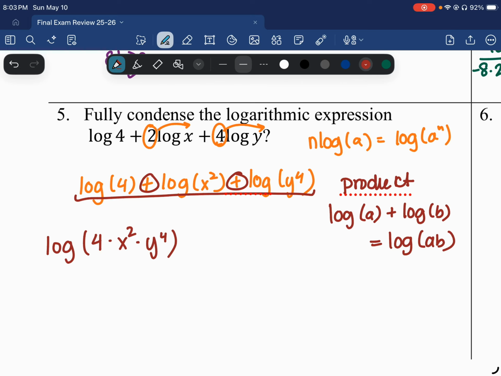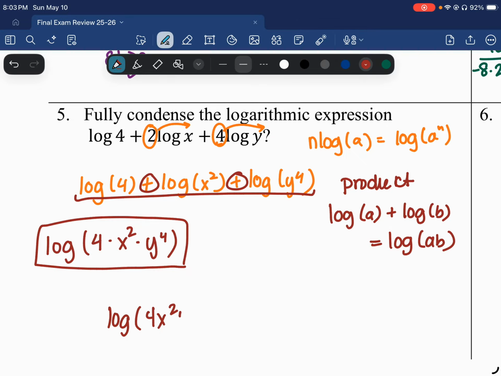And because there are no more logs outside of this one, there's nothing left to condense, so this would be your final condensed expression. You also don't need the dots. You could simply just put 4x squared y to the 4th. That is also acceptable.